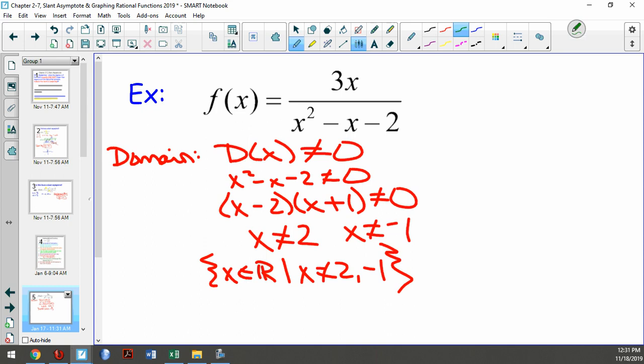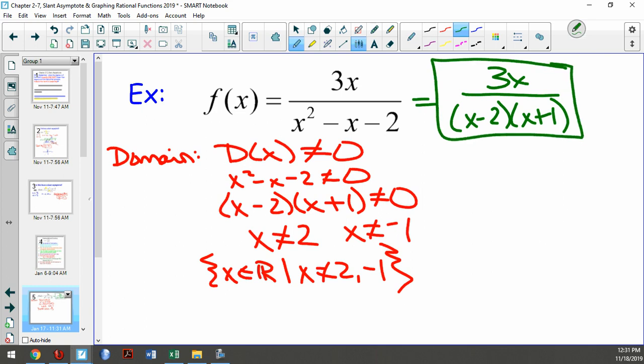I have to come up here and I have to reduce this function if at all possible. So I have an x minus 2 times an x plus 1. Does anything cancel out that is both in the top and in the bottom? No. Ladies and gentlemen, this right here is your reduced function, meaning nothing cancels out. Do we all understand that?